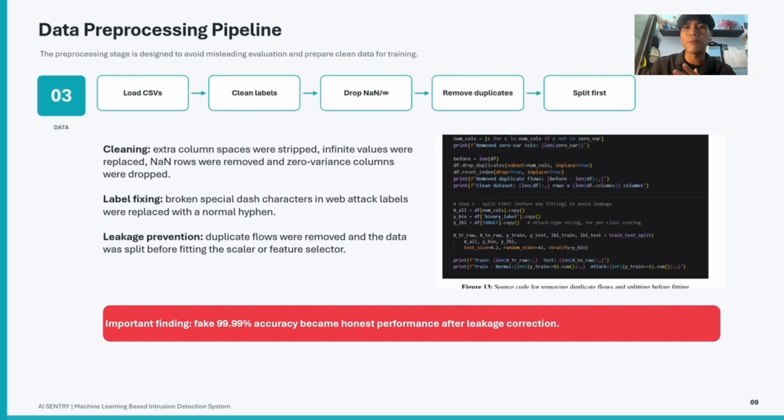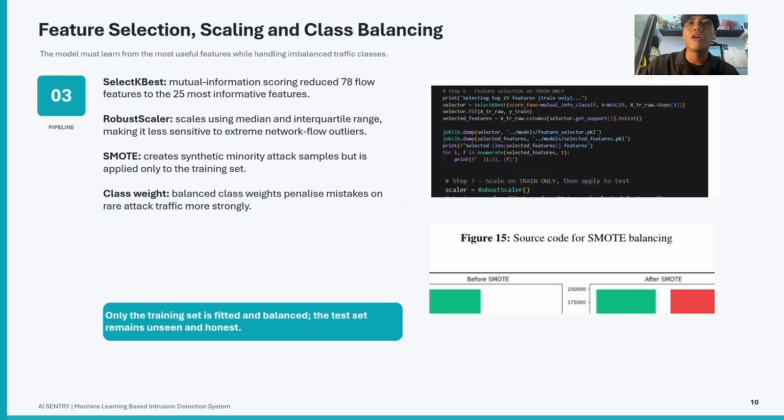Most importantly, the dataset is divided into training and testing sets before the scaler or feature selector is fitted. This prevents information from the test set from entering the training process. The test set must remain completely unseen so that it can give an honest evaluation. The first version of the pipeline produced around 99.99% accuracy, but the result was misleading. After correcting the leakage, the performance became more realistic and trustworthy. Now we go to feature selection, scaling, and class balancing.